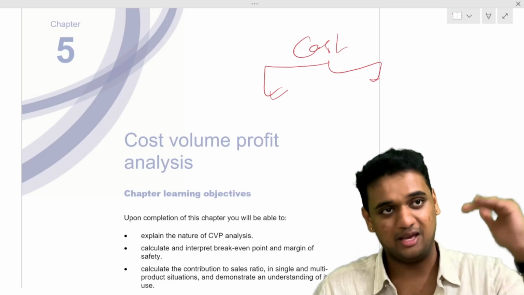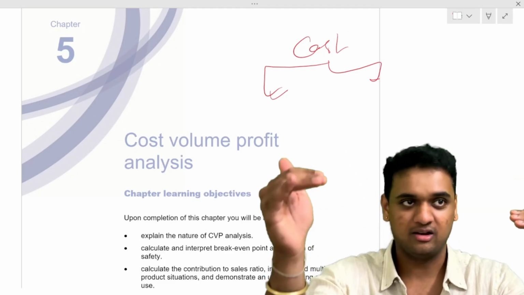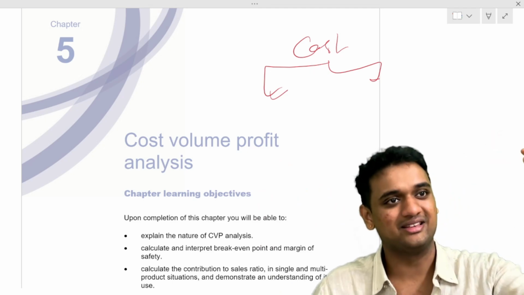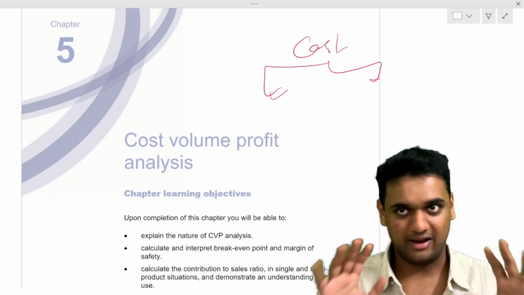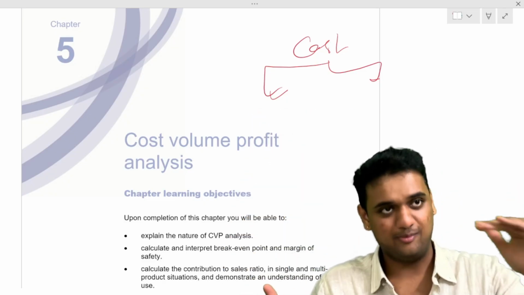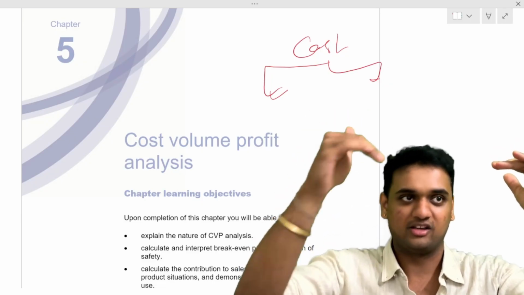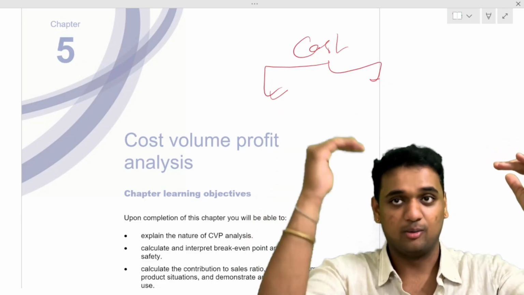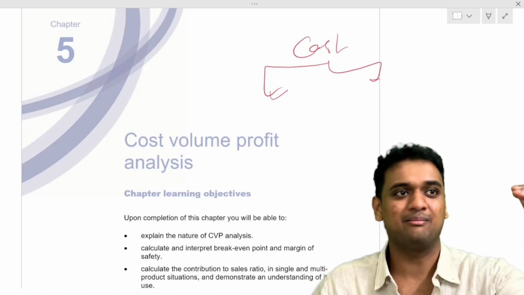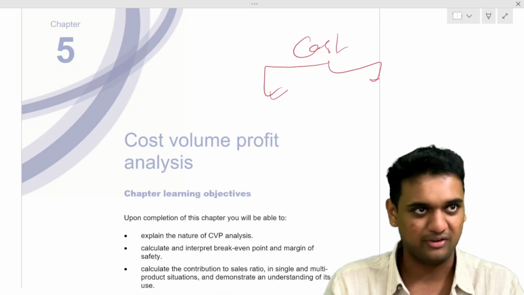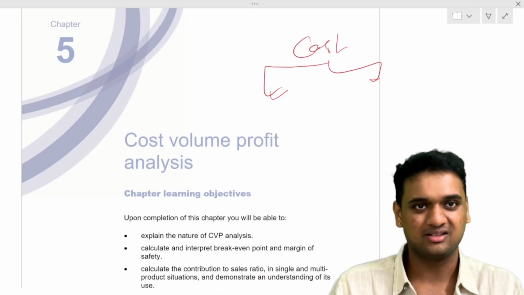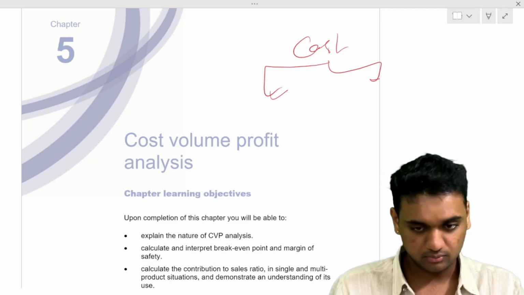Variable cost is the cost that keeps on increasing with an increase in your production. Fixed cost is the cost that remains the same irrespective of your production. Again, variable cost keeps on increasing with increase in production. Fixed cost remains the same irrespective of the number of units produced. Understood? This is the difference between fixed cost and variable cost. They will not ask this, I am telling you just for remembering.